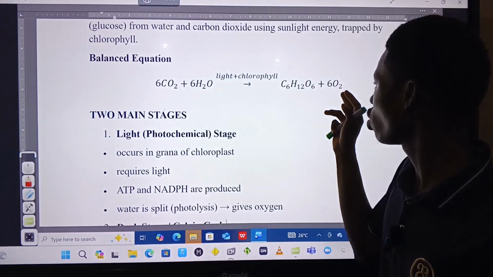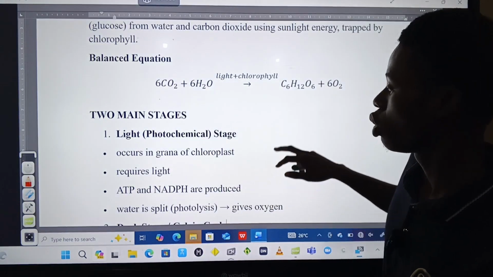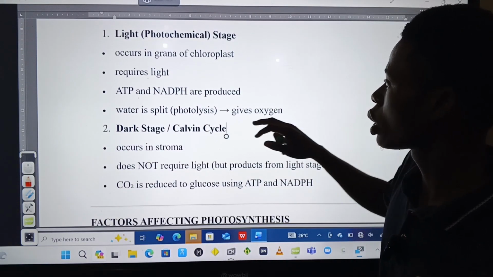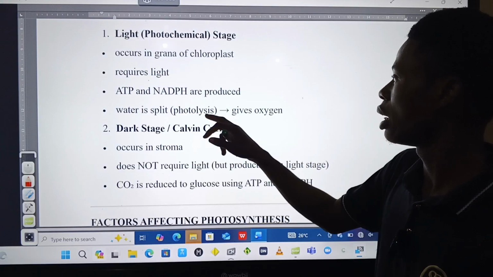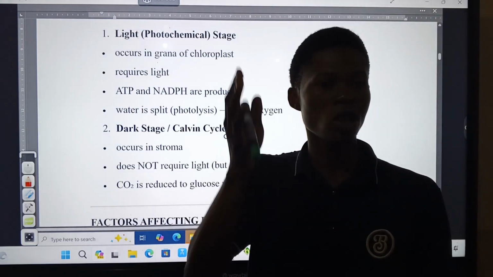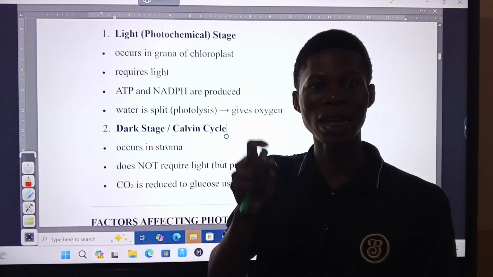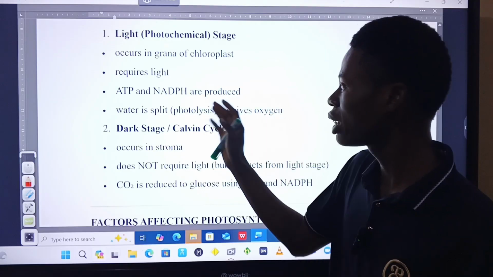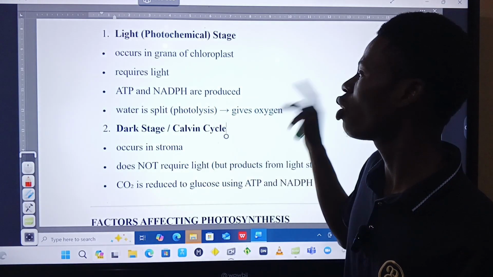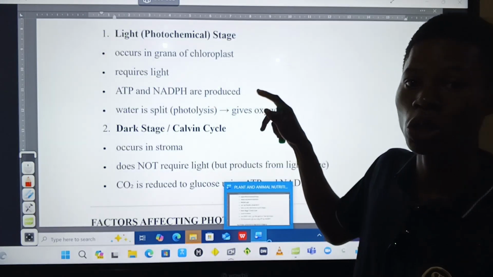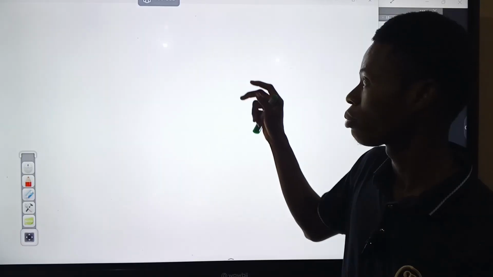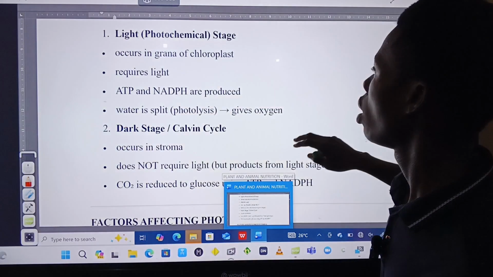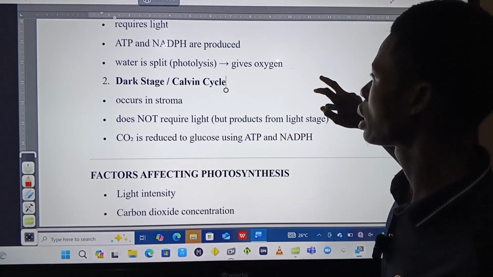And the oxygen given off here is gotten from water, because if we split water using light, that's photolysis. Photo means light, lysis means breakdown. So if we break down water using light, oxygen will be given off, and this is done in the light phase of photosynthesis. All right, so basically that's that.